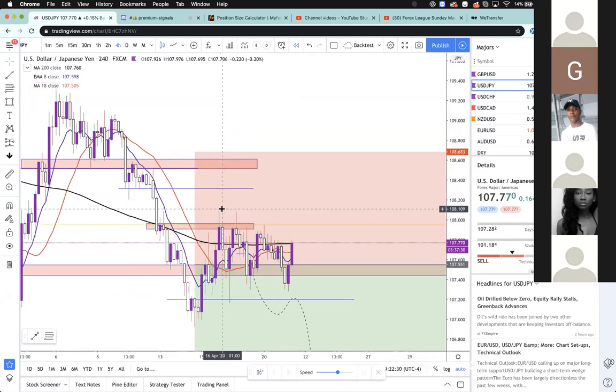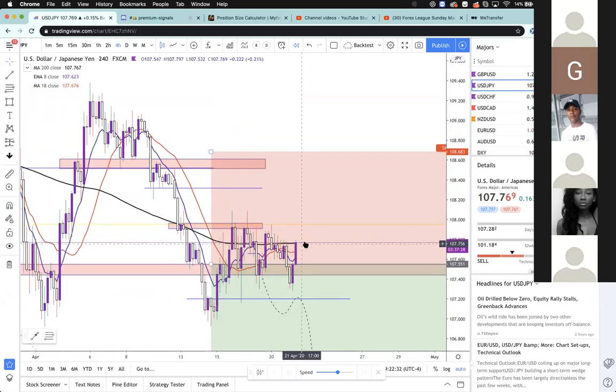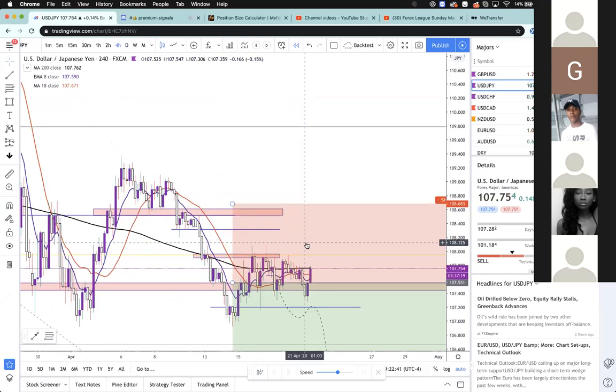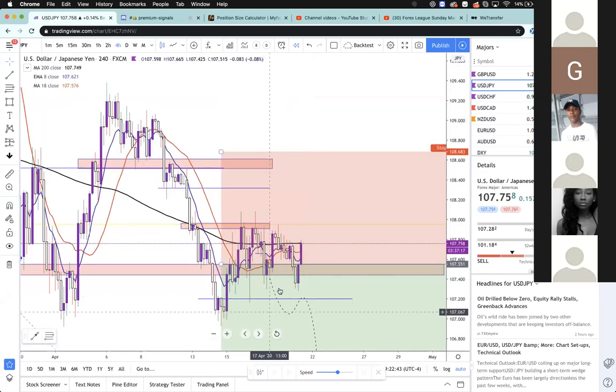But if we close above this level, it's going to be more ideal to look for longs in this situation right now. So we're just consolidating. I was saying yesterday, to be safe, I would have really waited.